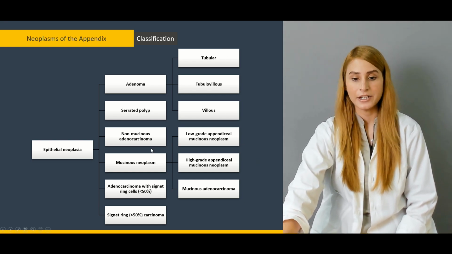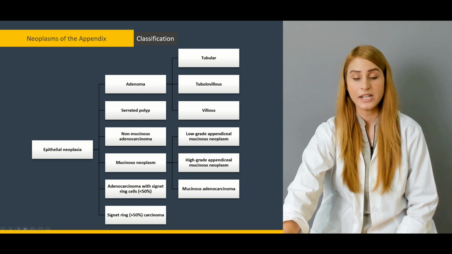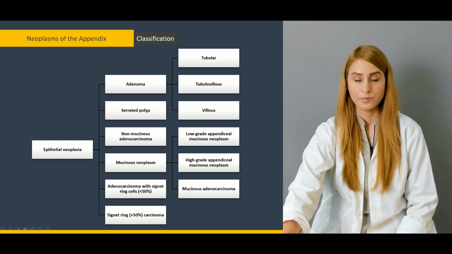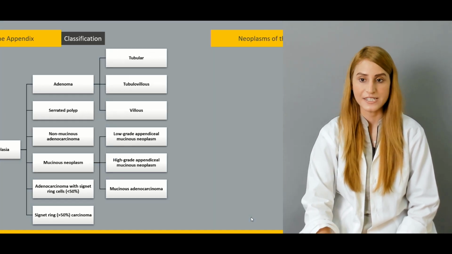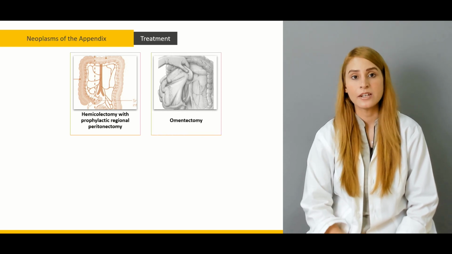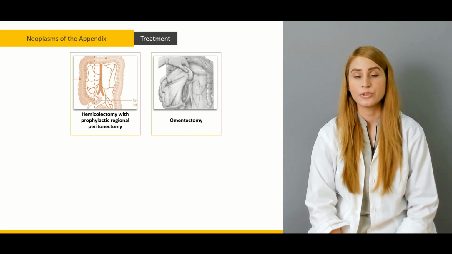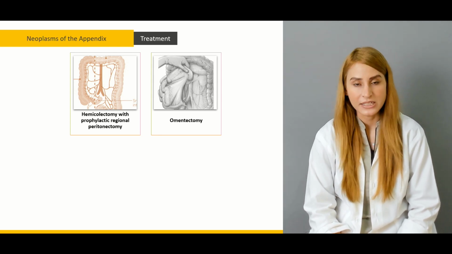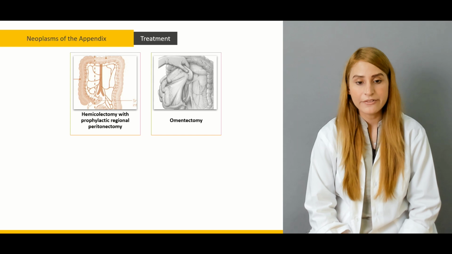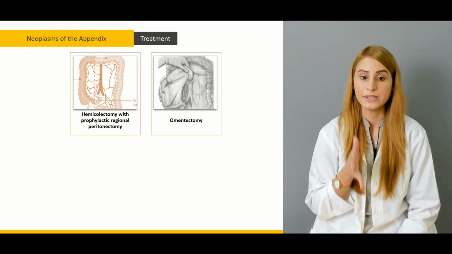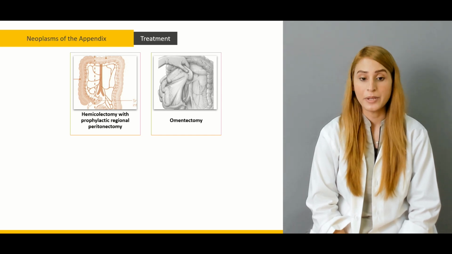And this category, which is the mucinous neoplasm, is divided into low-grade mucinous neoplasm and high-grade mucinous neoplasm, and then you have the mucinous adenocarcinoma. So what you do is the treatment for the case of the tumors. I told you in case of the low-grade tumors, you don't have to go for the hemicolectomy. But in case of the high-grade tumor, you go to perform the hemicolectomy with prophylactic regional peritonectomy.